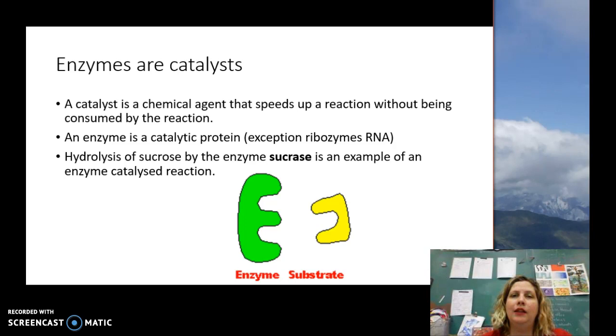With one exception, some enzymes are made out of RNA, like ribozymes. But for all intents and purposes, enzymes are proteins. Hydrolysis of sucrose, as we've looked at in our last topic when we talked about macromolecules, is carried out by the enzyme sucrase. It's an enzyme catalyzed reaction. To break sucrose down into glucose and fructose, we require an enzyme.